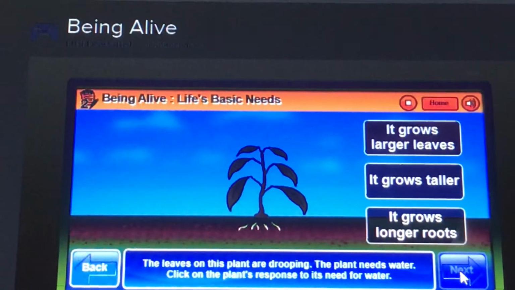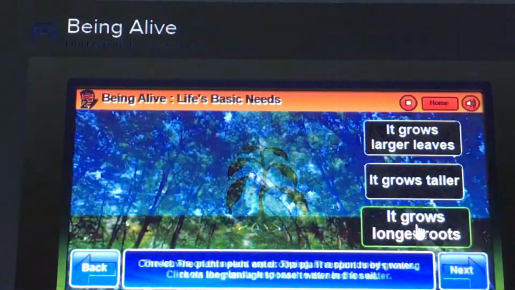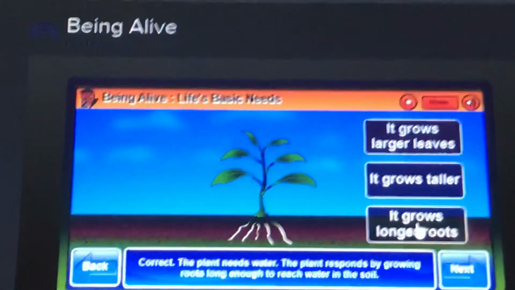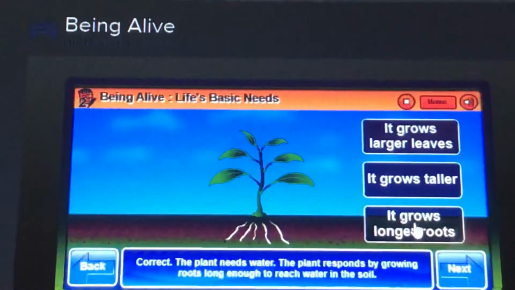Leaves on this plant are drooping. The plant needs water. Click on the plant's response to its need for water, and your choices are it grows larger leaves, it grows taller, it grows longer roots. Where does a plant get the water? If you said this one, congratulations, you're right. The plant needs water. The plant responds by growing roots long enough to reach water in the soil.